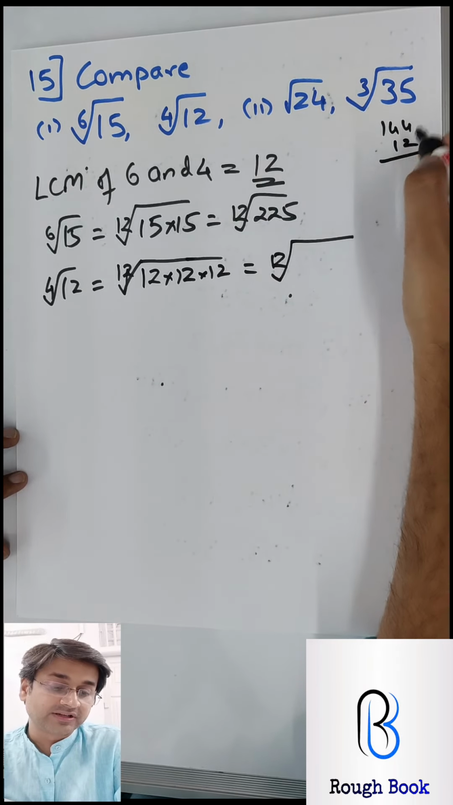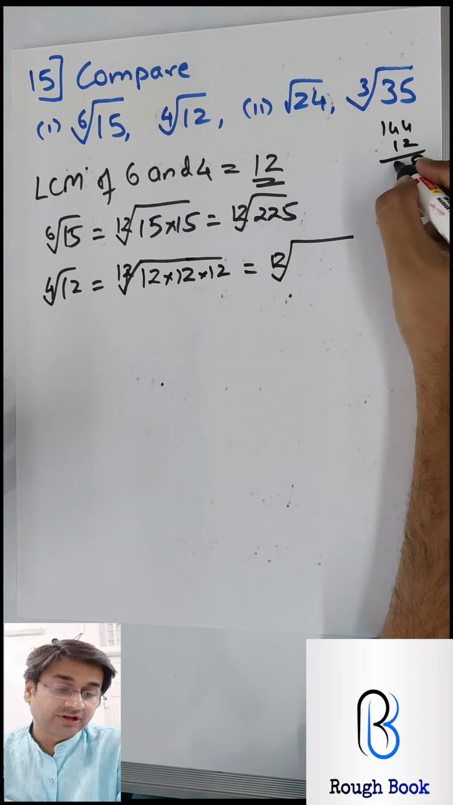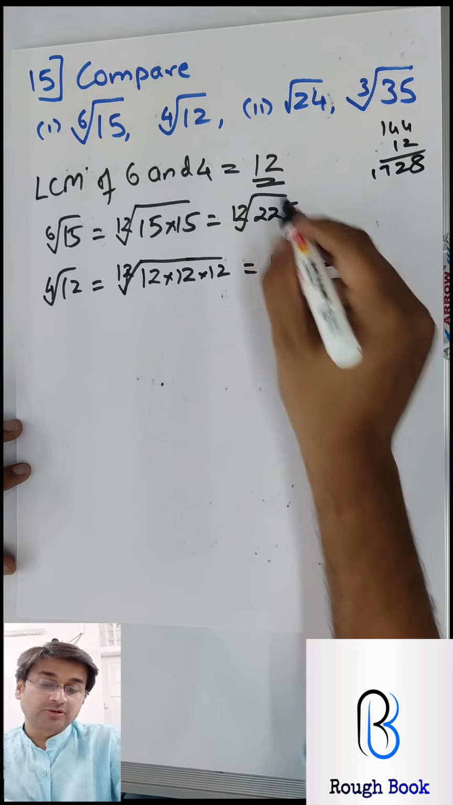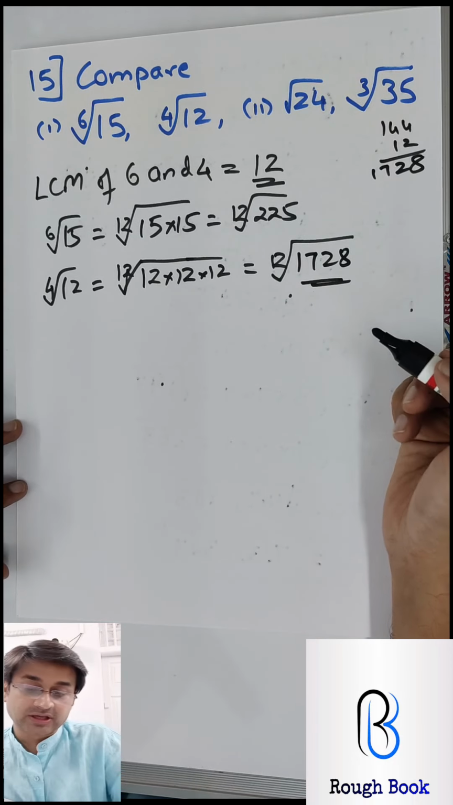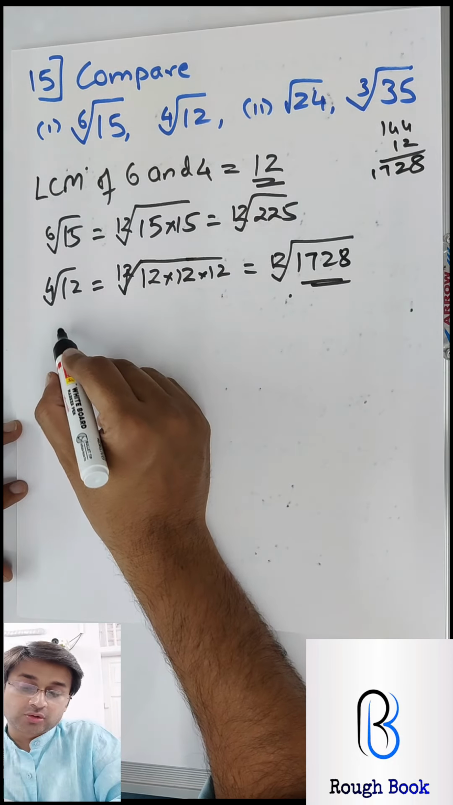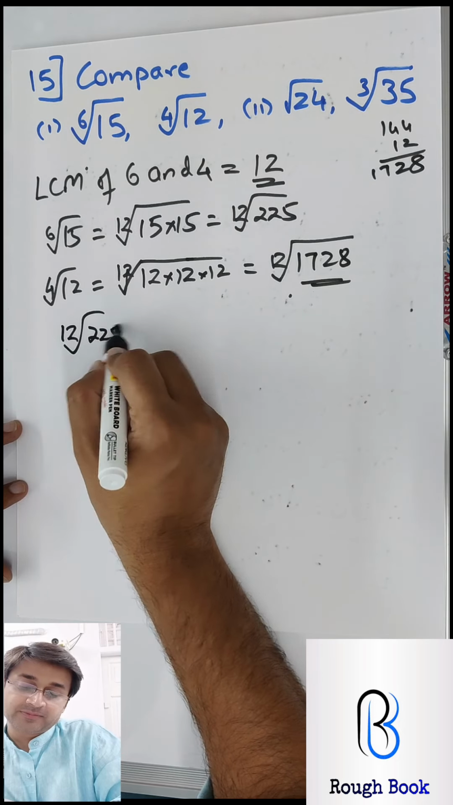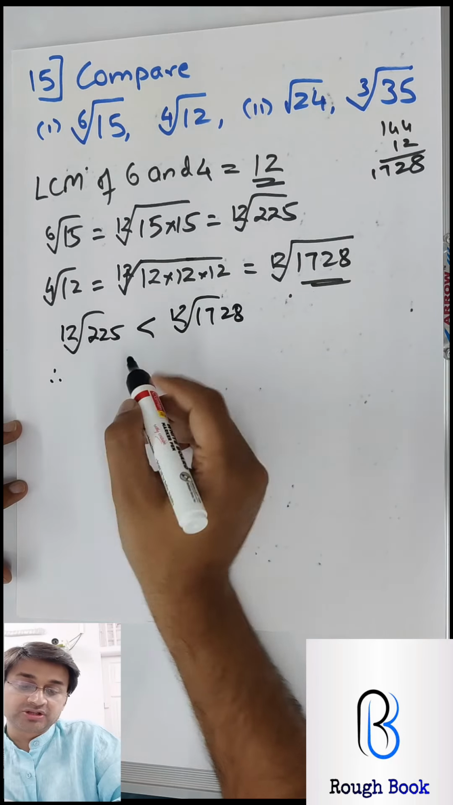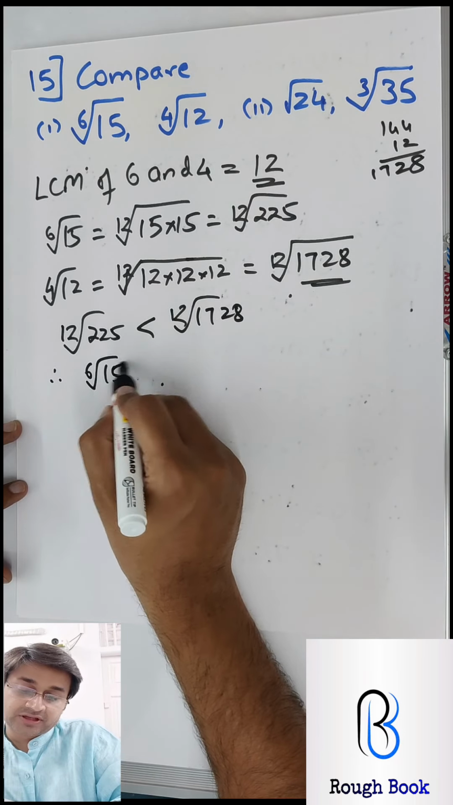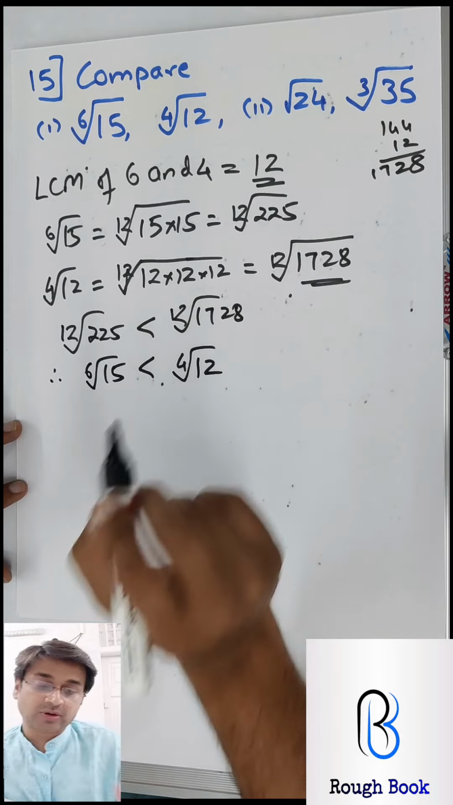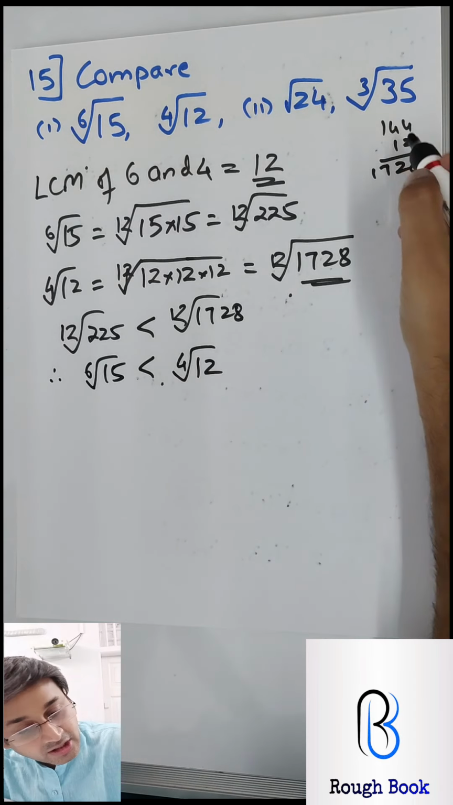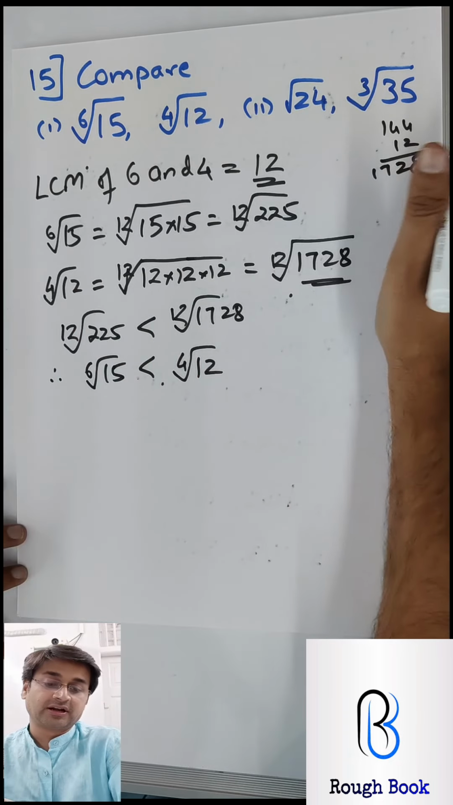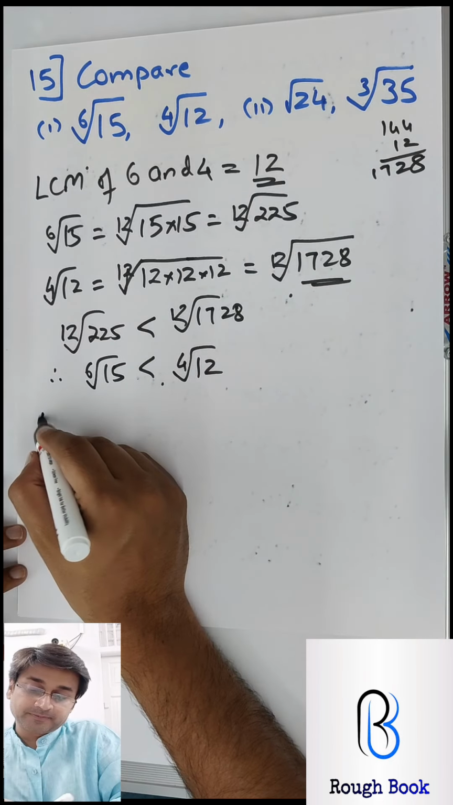Let me multiply. 12 8s are 96, 12 4s are 48, 48 plus 4 is 52, 12 plus 5, 1728. Now you can compare easily. Yes, we can. So 12 root 225 is smaller than 12 root 1728. So for the original, 6 root 15 is smaller than 4 root 12. Are you getting it? How to go about it? Correct. Let's go with the second part now.